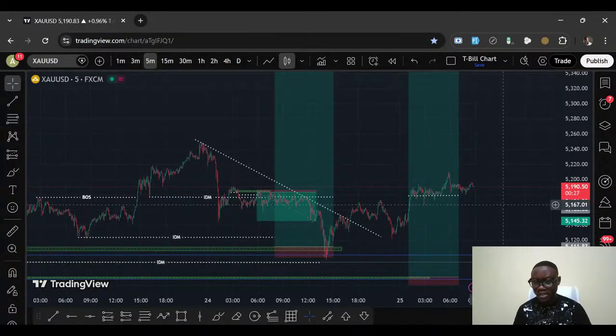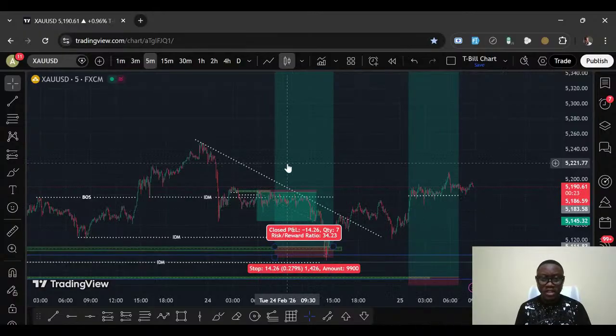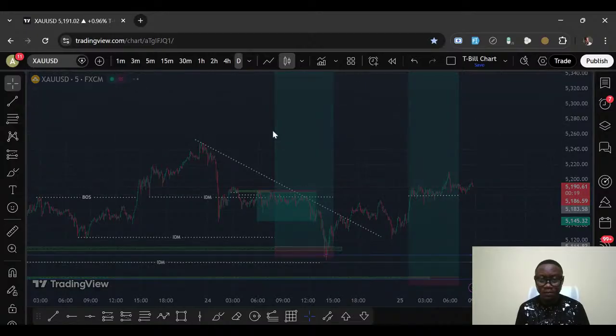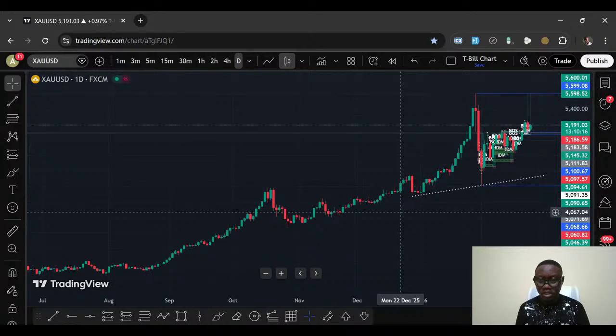So for today, we'll be analyzing both XAUUSD and GBPUSD. As always, we begin our top-down analysis process from the daily time frame. So this is our daily time frame.